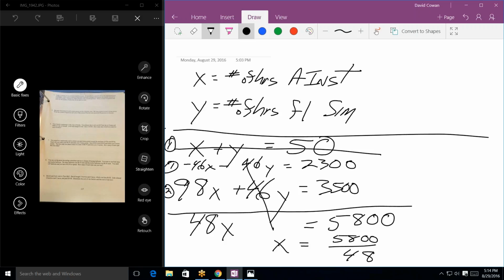You have your calculator in front of you? I do. The only problem would be if that came up to be fractional, and then that would suggest we'd done something wrong. My calculator says that doesn't sound right. Hold on. I got this new graphing calculator. I'm still trying to figure out how to use it. Hold on, let me get mine. It's 120.83.